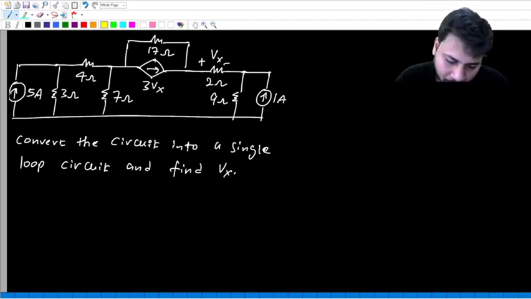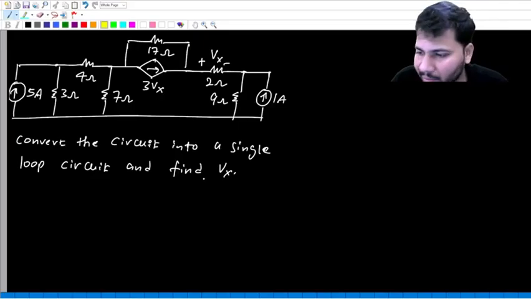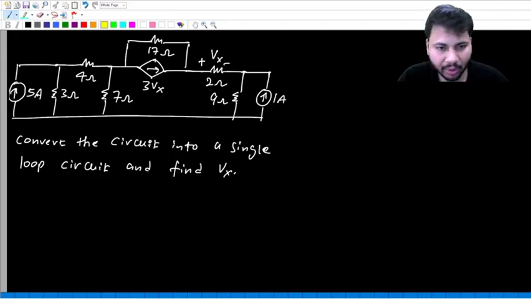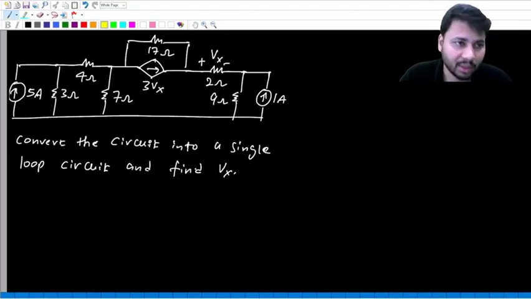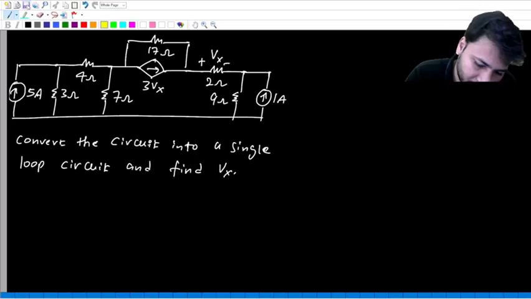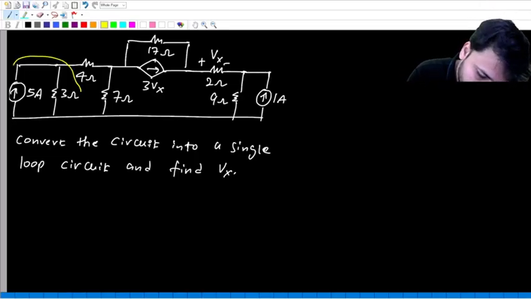So how do you convert this into a single loop circuit? By doing repeated source transformation. Yes or no? By repeated source transformation, you can convert this circuit into a single loop circuit. Now let us start from the right side.